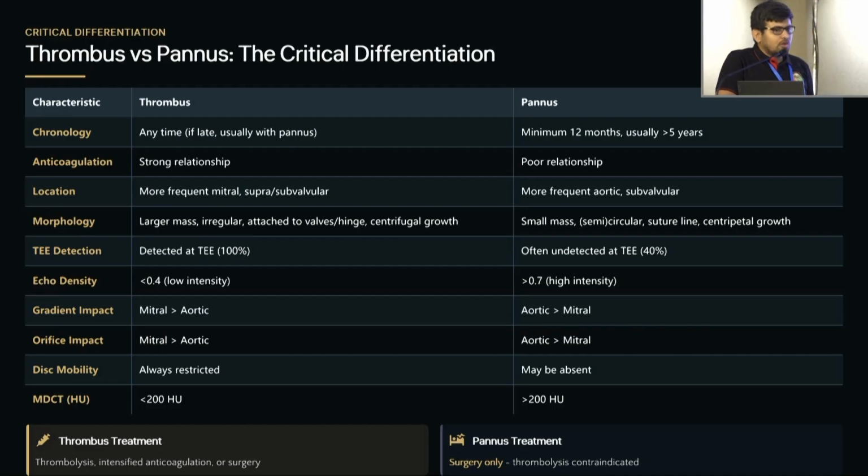Chronology: thrombus is acute, it can happen anytime. But for pannus, it takes at least a year, usually more than 5 years. Whenever the PT INR is decreased and there is a sudden worsening of symptoms, we have to think about thrombosis, because it has a stronger correlation with anticoagulation.